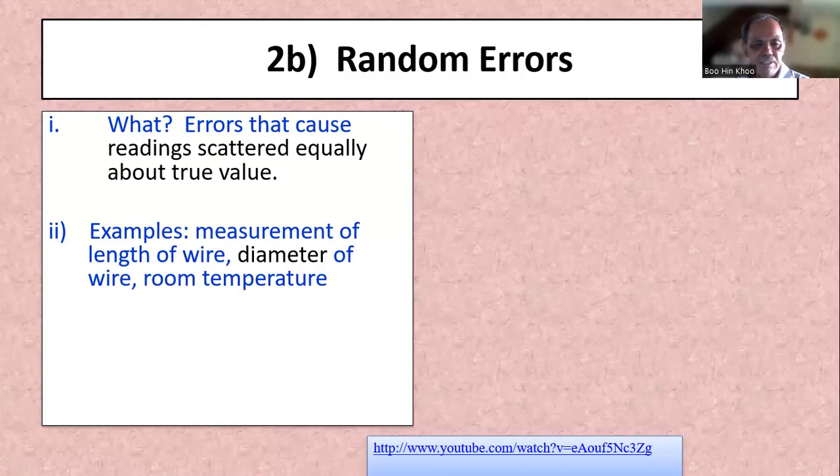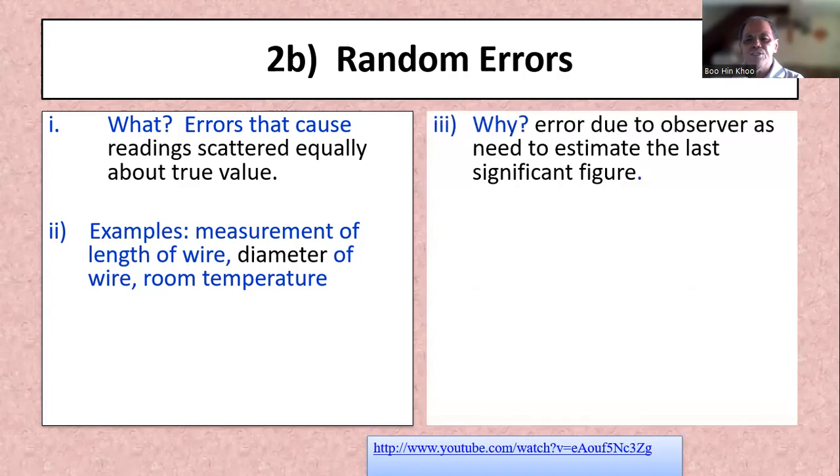Example, measurement of length of wire. Right? We have to estimate the last significant figure. So there's uncertainty there. Estimate means uncertain already. Or the diameter of wire, where you have to measure at different places and find the mean value. Room temperature, where it can change slightly. So we have to measure a few times at different times.